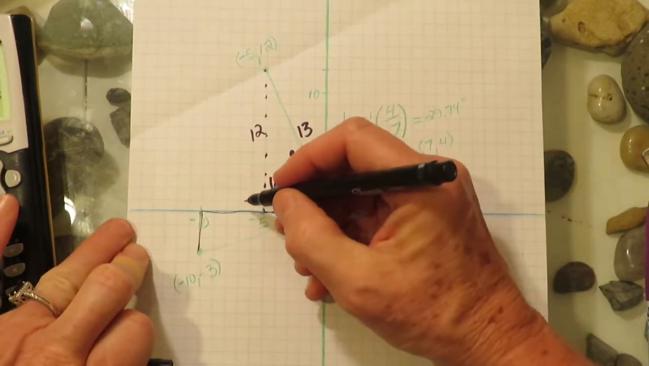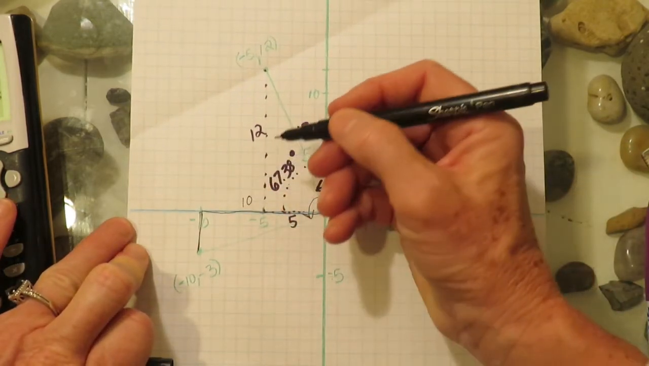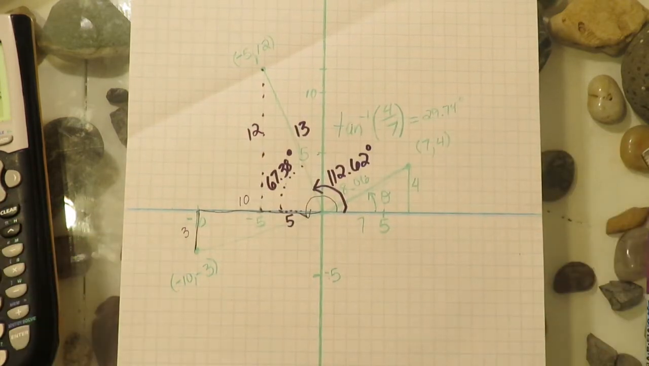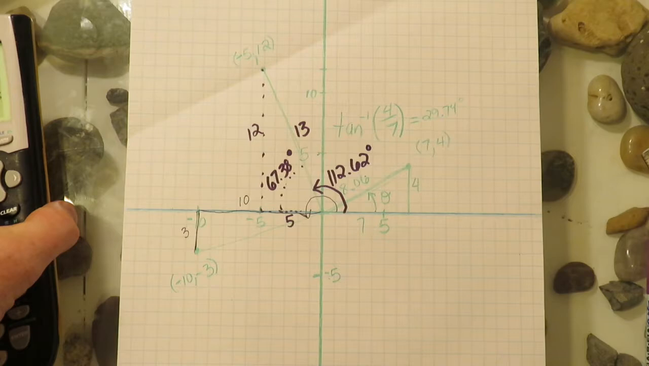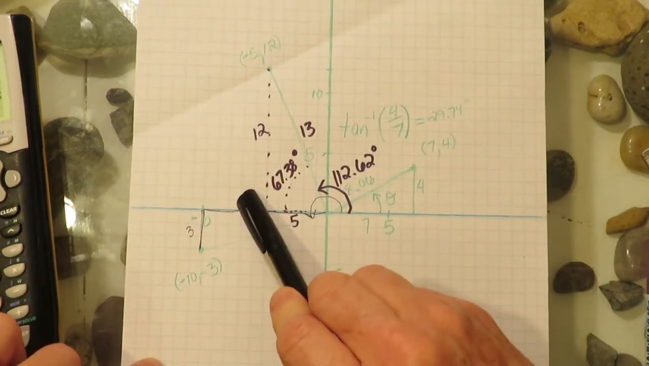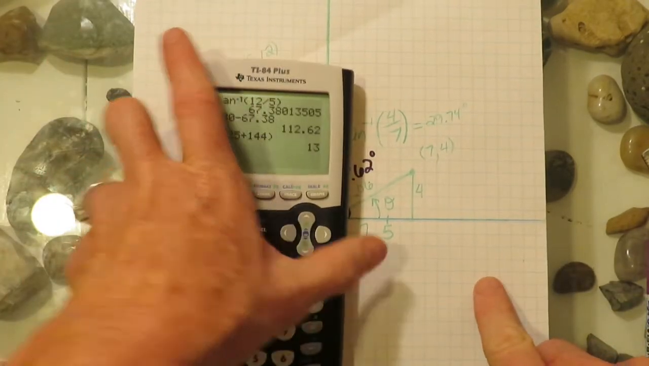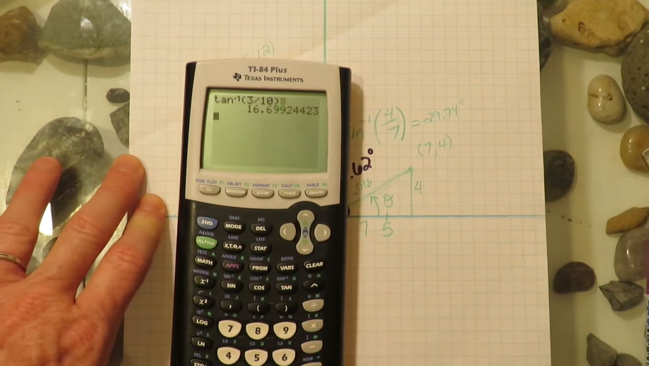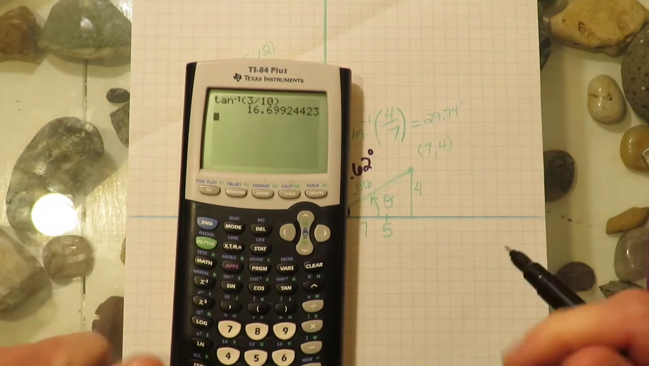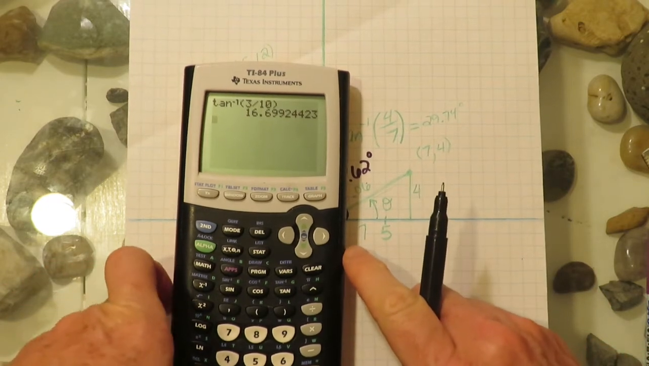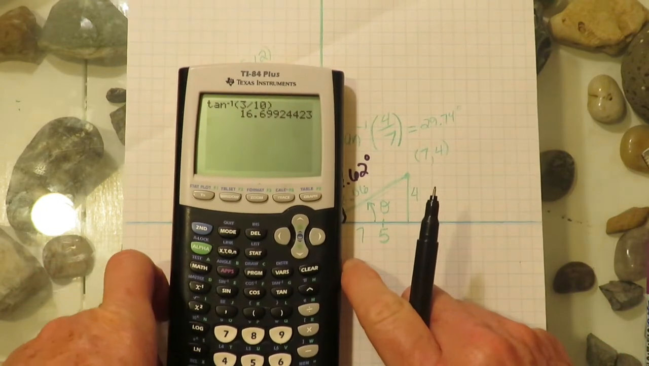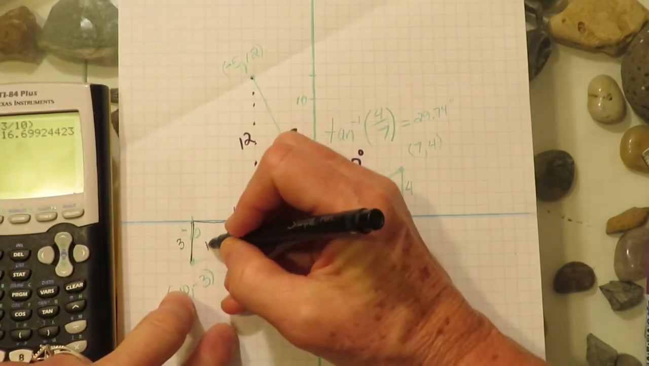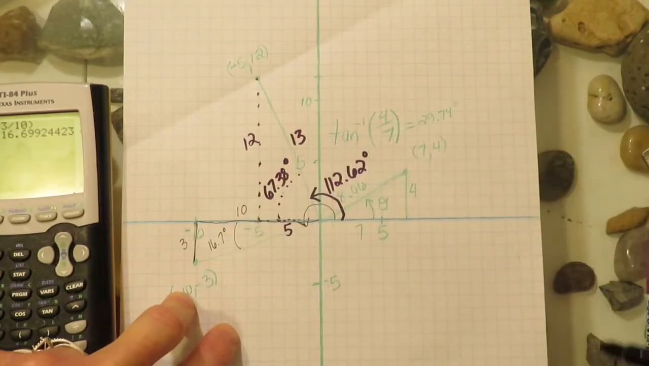So this side is 10, that's the x. This side is 3, that's the y. And so the length of 3 for the opposite and 10 for the adjacent will give me 16, why don't we just round that to 16.70. All right, so this angle right here is 16.7 degrees.